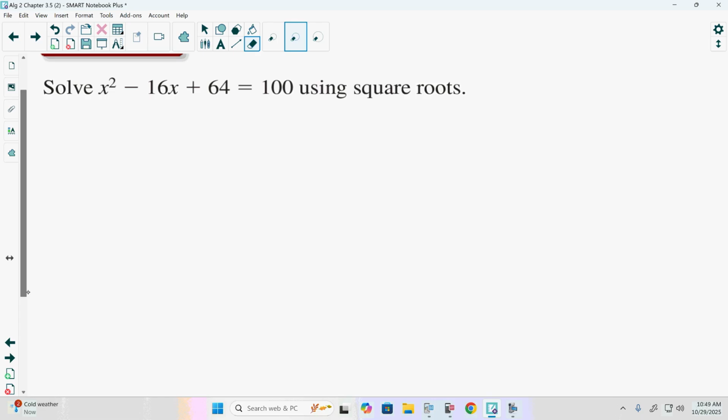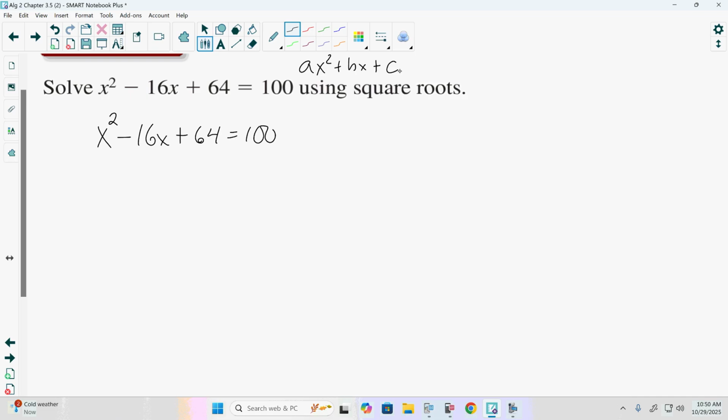This method still works. Because our first step, the first thing we look at with this equation, x squared minus 16x plus 64 equals 100, is a equal to 1? And our a is always going to be the term in front of x squared. ax squared plus bx plus c.